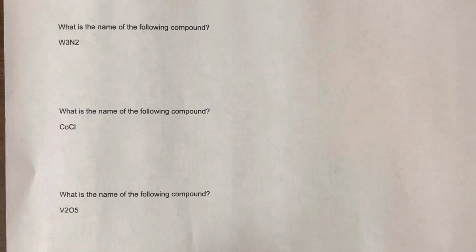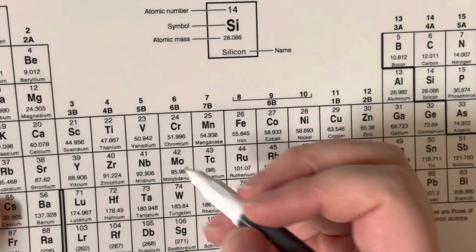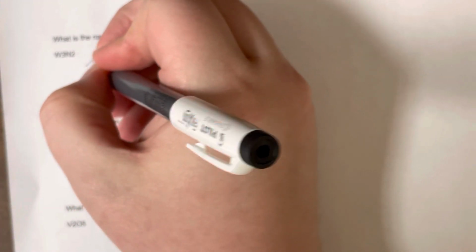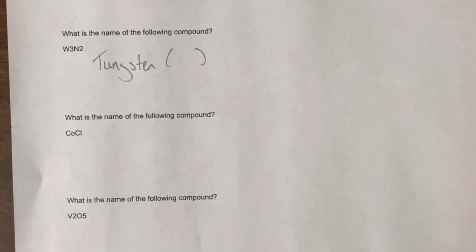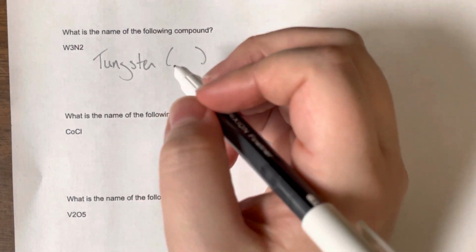What is the name of the following compound? W3N2. So first we need to figure out who W is. W is tungsten, and it's within the transition metal block, which means that I need to give myself a set of parentheses to remind myself that I need to do some math to figure out what charge tungsten is in this particular instance. But I'm going to go ahead and finish naming the compound before I do this anion versus cation math.